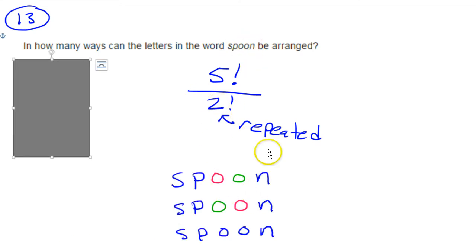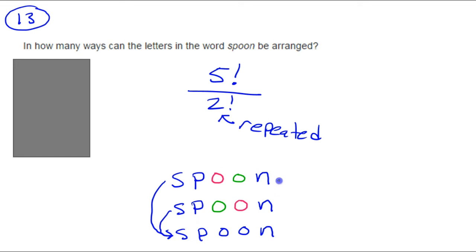When you have repeated letters, and you do 5 factorial, it's giving you all the different arrangements. Here I've colored the O's so I can say spoon with a pink O and a green O, and then spoon with the green O and then the pink O. I did that so you could see me rearranging the O's. But really we don't have color, so both of those different options would really look the same.